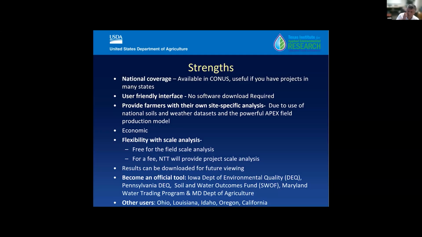You can download to PDF files for future viewing. Become an official tool. Iowa Department of Environmental Quality, DEQ, is entertaining this and is going to be using it next month as a tool. Pennsylvania DEQ, we have 2 versions of this. One version for them is called CB NTT, Chesapeake Bay NTT. And we also wrote some training programs for them, for Maryland and Pennsylvania, and it's going to be expanding to all 7 states in the Chesapeake Bay.